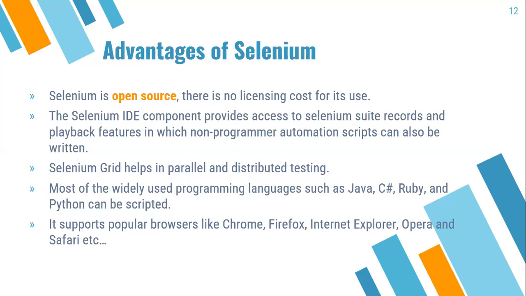What is open source? Open source means there is no license cost for using it. Anyone can download, anyone can use. So that's the reason most organizations initially prefer Selenium. Why Selenium? It's open source. Understanding, right? They won't buy the license. And what are the advantages? Selenium IDE components provide record and playback features, which are useful for non-programmers. Suppose I don't know anything about Selenium, but I can use IDE. Just now we discussed what IDE is: Integrated Development Environment.